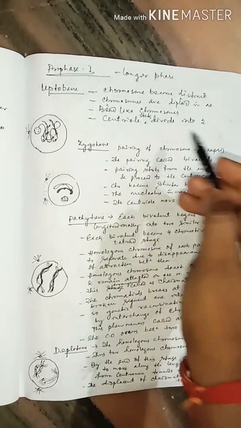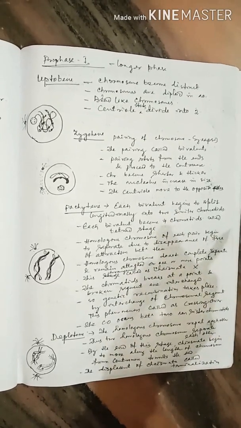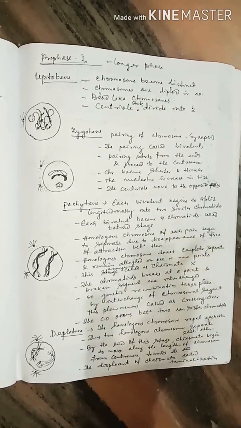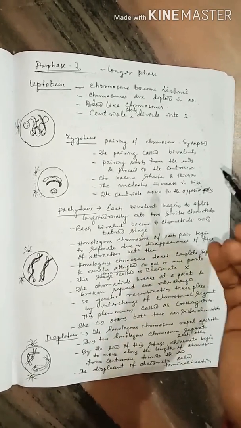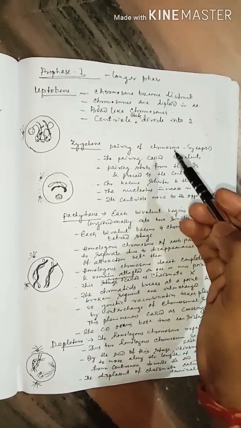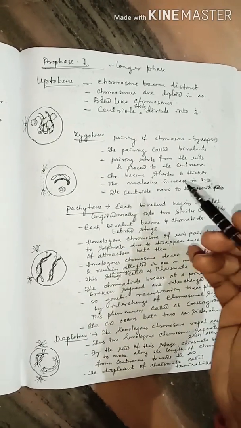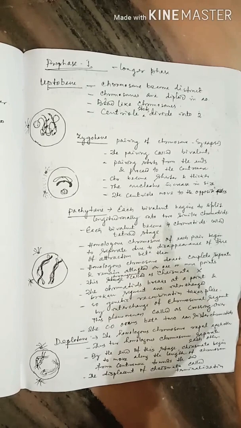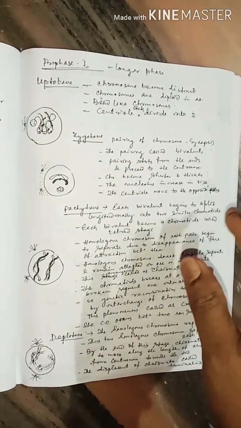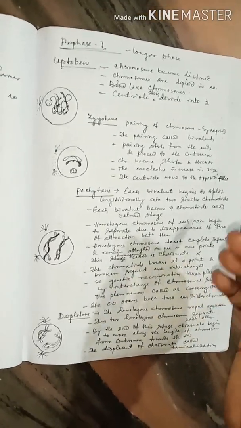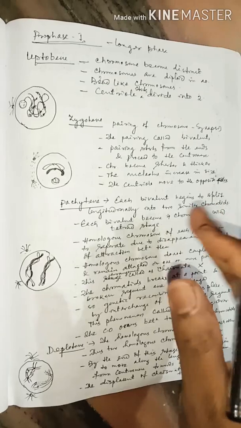Leptotene is characterized by the following points. The chromosomes become distinct, as prior to it the chromosomes appear indistinct and thread-like, but in this stage the chromosomes become distinct. Chromosomes are diploid in number. The chromosomes appear like bead-like structures, and the centriole starts dividing into two centrioles. So it is the first substage of prophase 1.